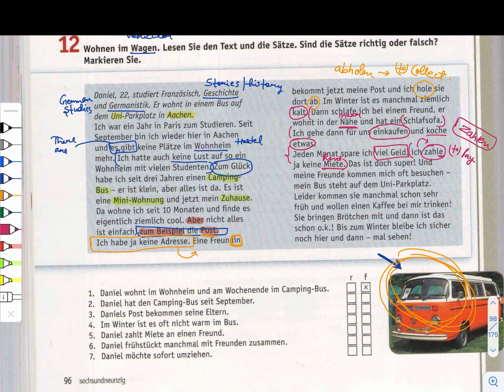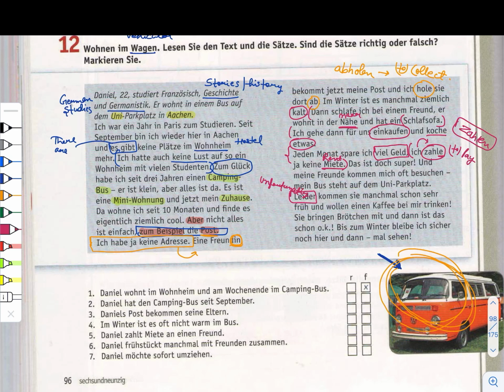Und meine Freunde besuchen mich, and my friends visit me sometimes. Mein Bus steht auf dem Uniplatz, and my bus always stays there in the university's parking place. Leider, unfortunately, kommen sie manchmal schon sehr früh und wollen einen Kaffee bei mir trinken. Okay. Sie bringen Brötchen mit. Okay, and they bring bread rolls. Und dann ist das schon okay, and that is okay.